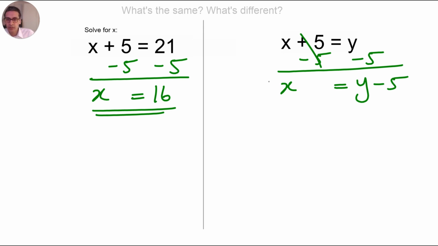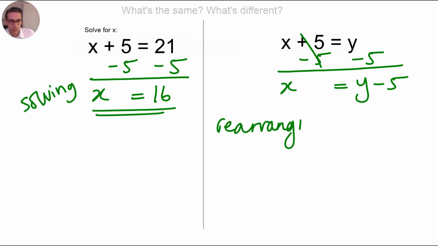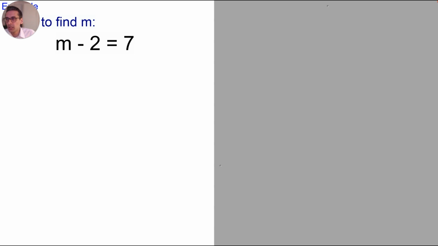And this is the key difference between solving and rearranging. So you may not have just a nice number as your answer. You're going to have some other type of expression on the right hand side. So x is equal to y minus 5. That is it. And we'll see slightly more complicated versions of that as well in the questions that we do.